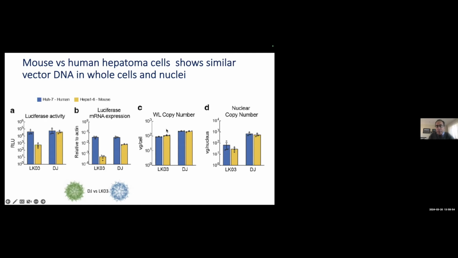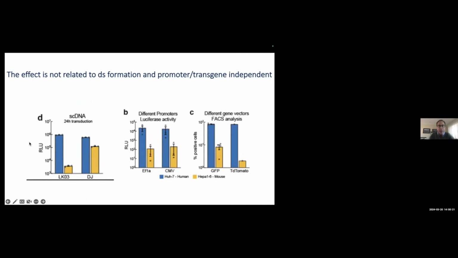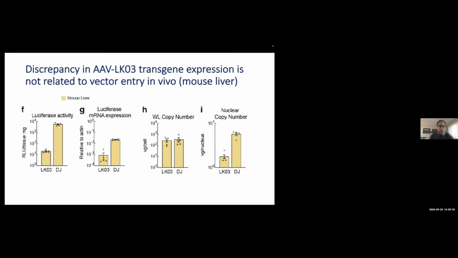But if you look at the copy number of genomes that get in the cell, they're actually pretty similar. And if you look at the nuclear copy number of the vector genomes, there's maybe a slight difference, but not much in terms of what gets in between mouse and human. It's maybe a 2-fold difference, but that can't explain the 2 to 3 order of magnitude difference in transgene expression. And it's not a specific promoter or transgene, as we've found that the same type of results occur if we use different promoters or different transgenes.